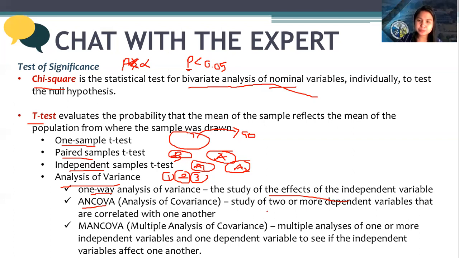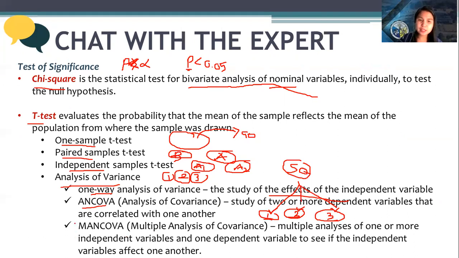For example, this is the stress level of strand 1, the stress level of ABM, the stress level of STEM. And then there's another covariate. We have sleep quality. So we compare the stress levels of 3 strands with our covariate of sleep quality.